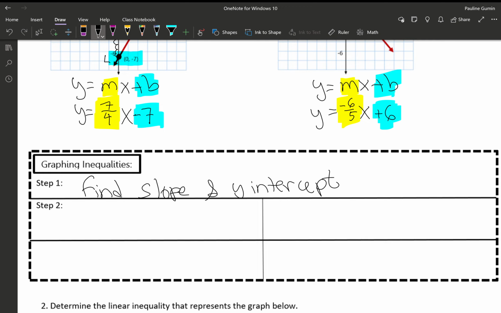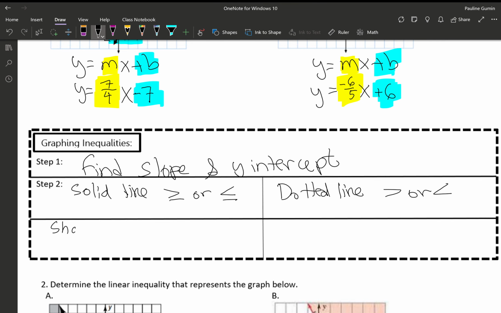So step 2, if you see a solid line, you will have one of these two symbols. If you see a dotted line, you will have one of these two symbols. Our lines will be shaded up for these two symbols. And let me show you what that means. It's going to look like this. Maybe it's dotted and goes like this. It can also look like this and shaded up, or dotted and shaded up.